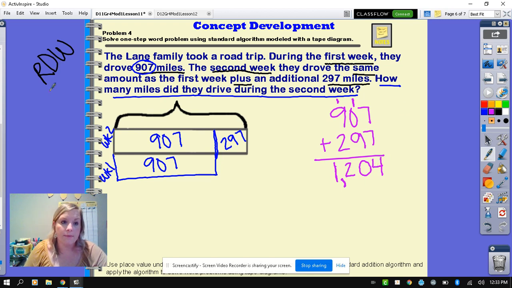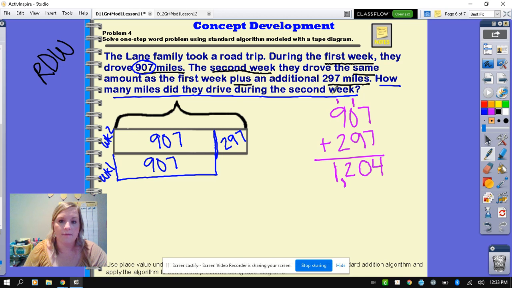So I was able to read it, get out the important information. I drew it in a tape diagram, but now I need to write it. So I'm very picky about this with my students. When you have your answer, it's not just 1,204. 1,204 hamburgers, horses, we don't know. So we take the question and we put it back into an answer. We call it a statement.